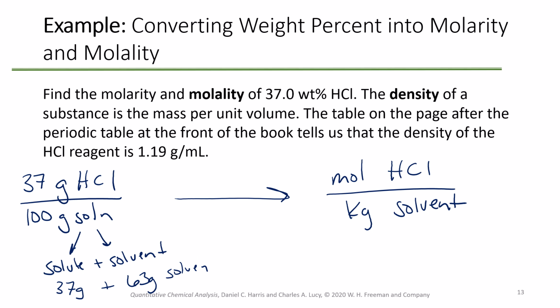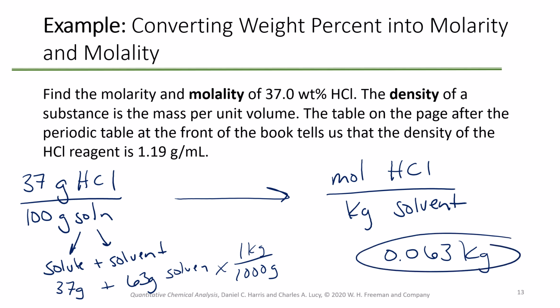So if I take the 63 grams and divide it by 1,000, that will end up being 0.063 kilograms. So it's not so bad. But I think that's the trickiest part of this question, is trying not to let this 100 be converted into kilograms, because that 100 is solution, not solvent. But I was able to easily break it up and figure out specifically just the solvent.